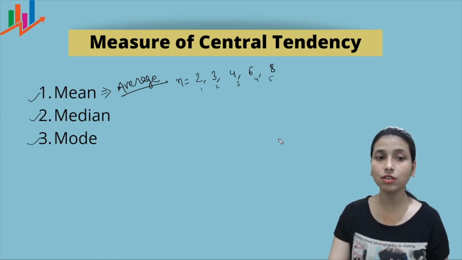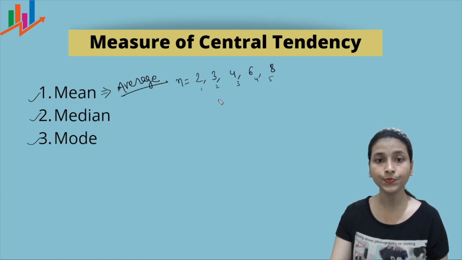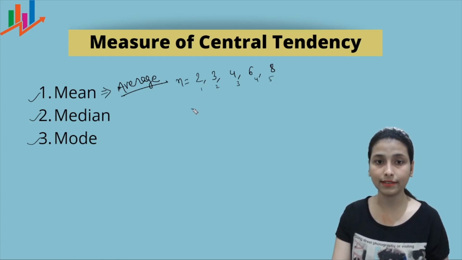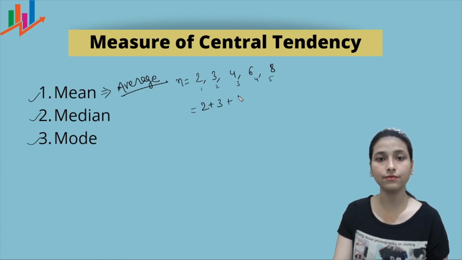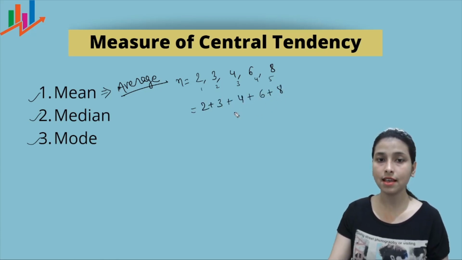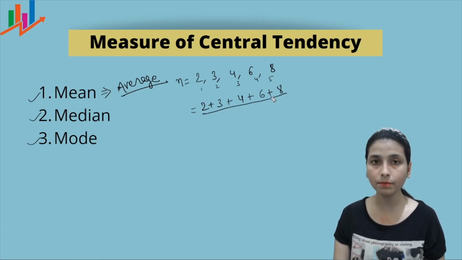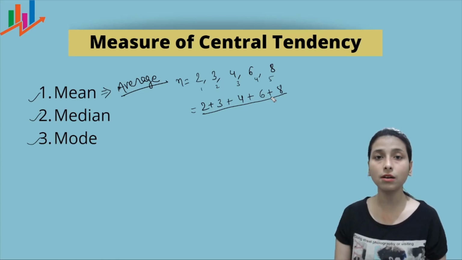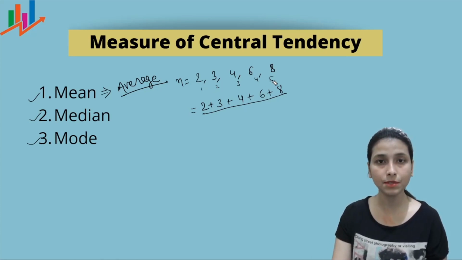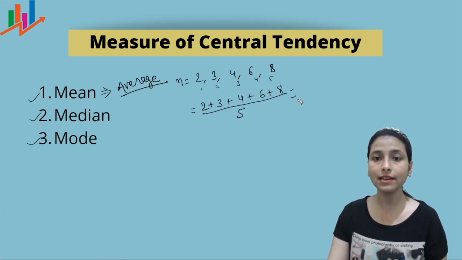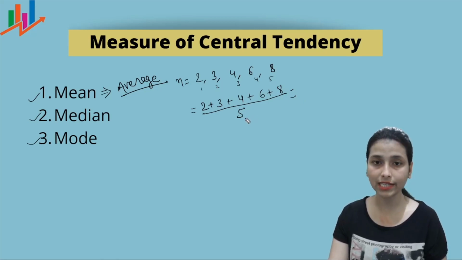In order to take out the mean of this data set, I'll first add up all these numbers, that is 2 plus 3 plus 4 plus 6 plus 8. After that, I'll divide it by the number of terms, meaning how many terms are present. Here I have 5 terms, as I have written here: the first term, second term, third term, fourth term and fifth term. So I'll sum it up and divide it by the number of terms. That will be nothing but the mean.